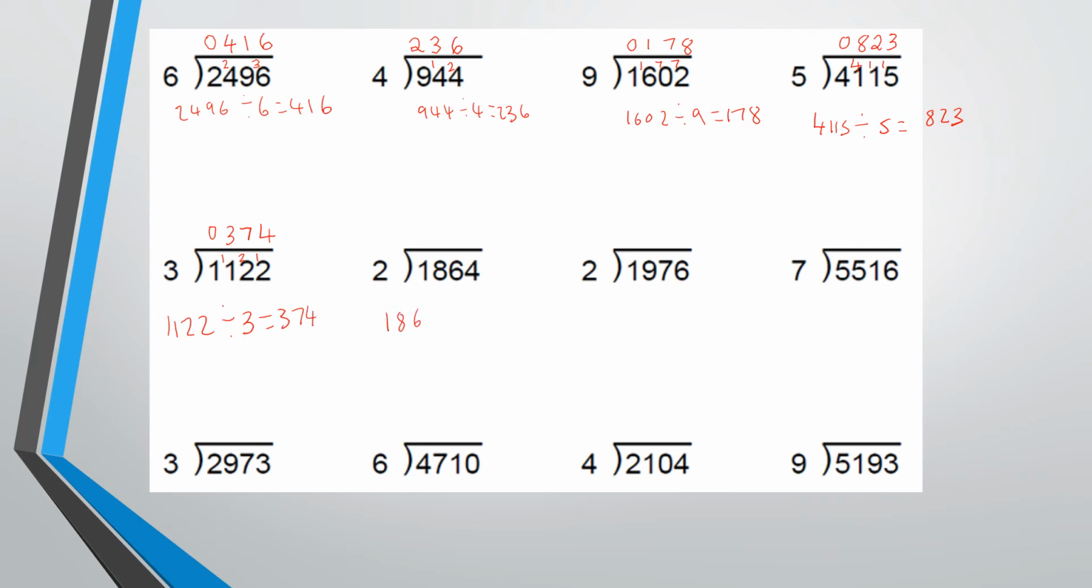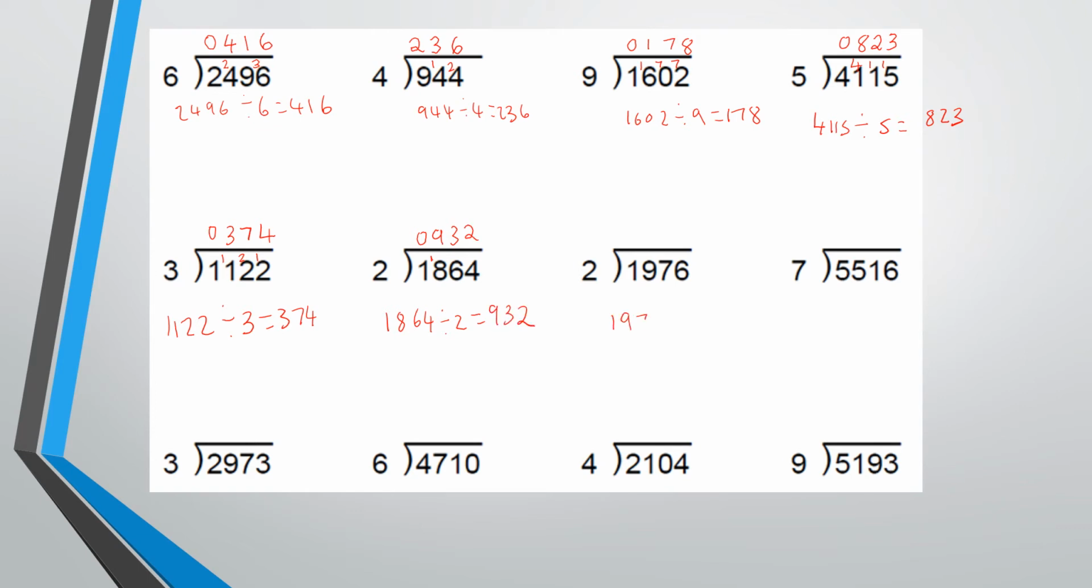Okay, 1864 divided by 2. So 2 won't go into 1, so carry your 1. 2 into 18 is going to go 9 times. 2 into 6, 3, and 2 into 4, 2, so 932.